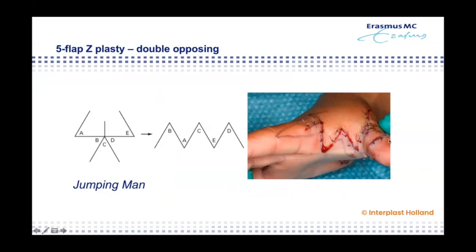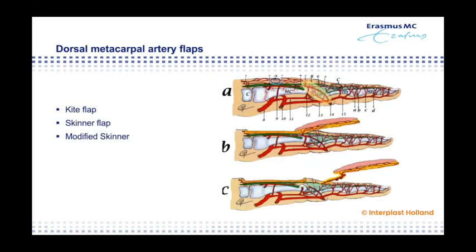And this is after the operation in a patient with a hypoplastic thumb with a double opposing Z plasty. So this is the end result, and the thumb is much wider. I always look at where I do my C flap. The C flap I put always on the volar side, and the A and E flaps I put on the dorsal side.